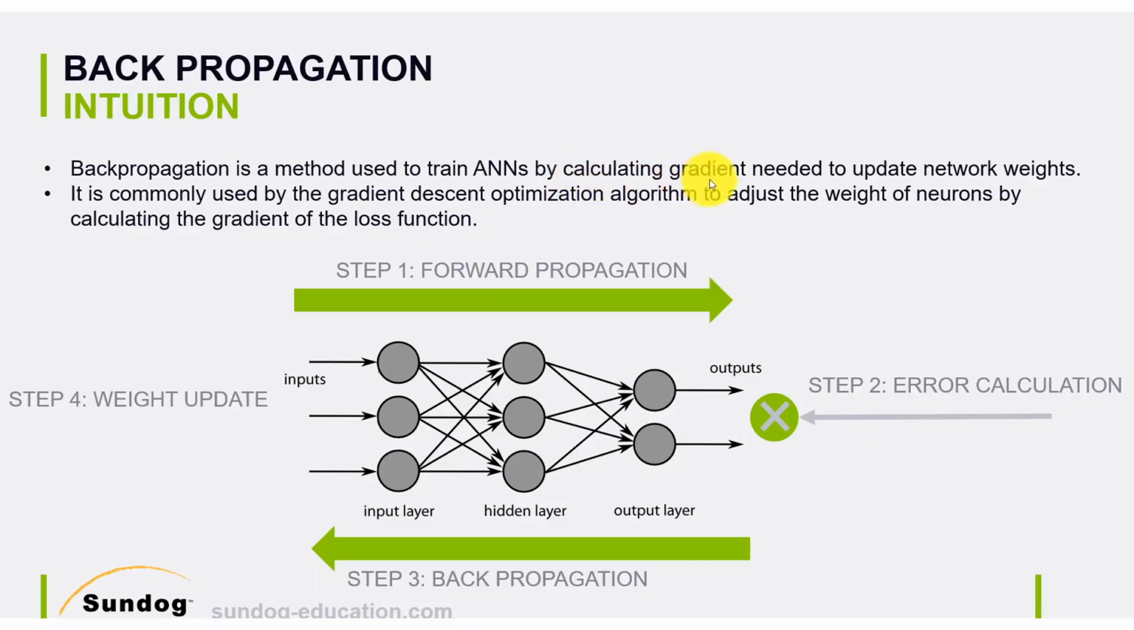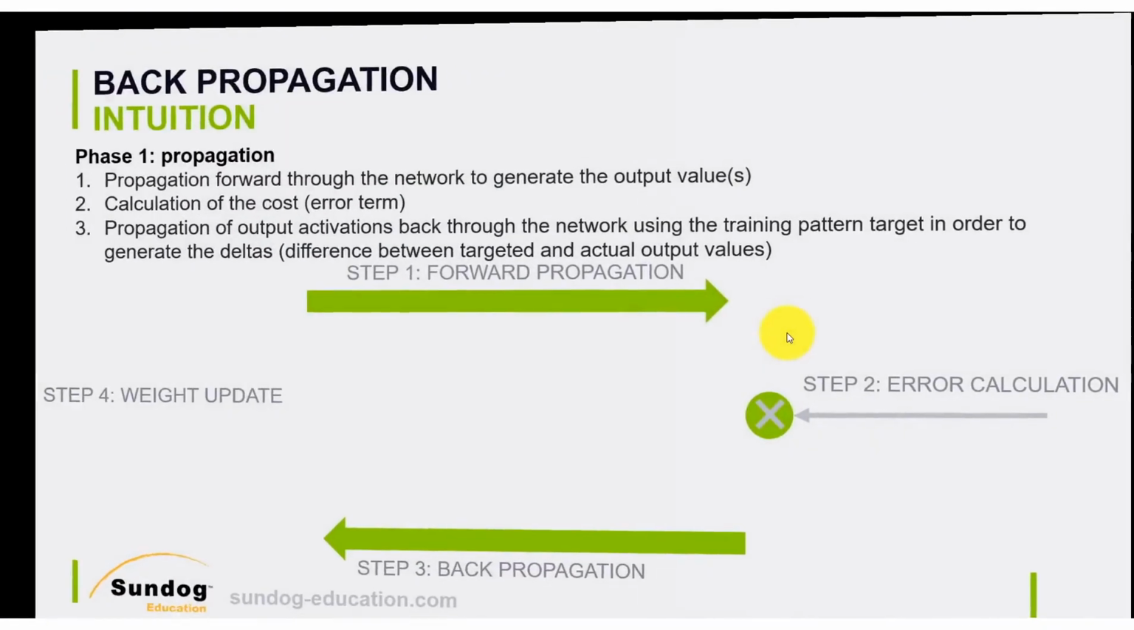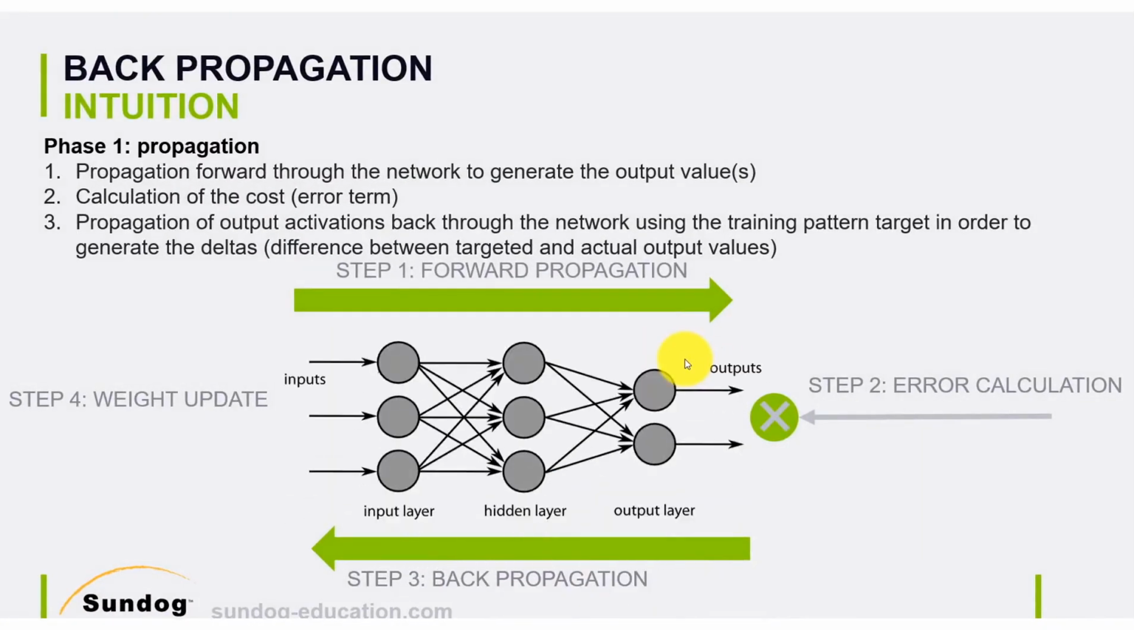So backpropagation is a method that can be used to train artificial neural networks by calculating what we call gradient values that can be used to update our weights, okay? Mainly we use a gradient descent optimization algorithm to optimize our network weights, all right? Okay, let's dig a little bit deeper into backpropagation and get an idea of what's happening. The first phase, again, summarizes steps 1, 2, and 3, and we call it phase 1.